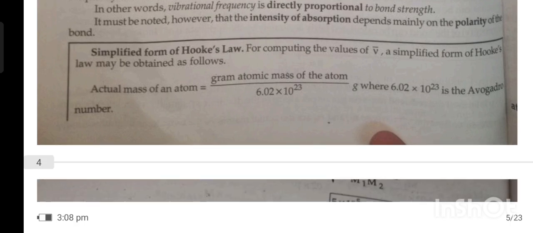Simplifying Hooke's law for computing the value of nu bar, a simplified form of Hooke's law may be obtained as follows: the actual mass of an atom is equal to the gram atomic mass of the atom divided by 6.02 × 10^23 grams, where 6.02 × 10^23 is the Avogadro number.